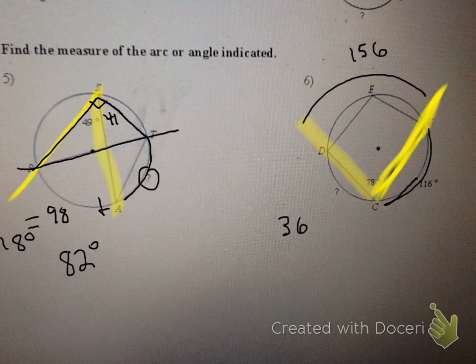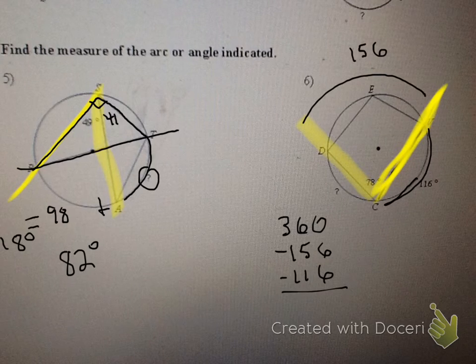Well, 360 minus 156 minus 116 is going to be the leftover space. So those add up to 272. So if you subtract 360 minus 272, you get 88. And that's just a little summary of some of those properties.